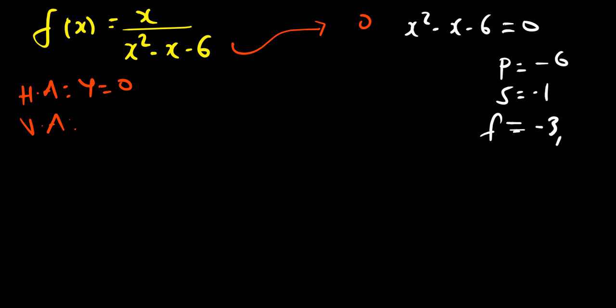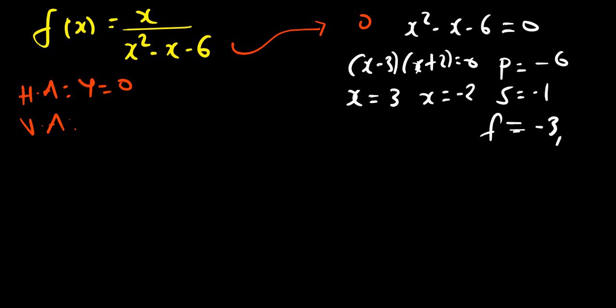You can just say negative 3 and 2. If you multiply these, they give you a negative 6. If you add the two, they give you a negative 1. That's what we're talking about. So in this case, we are going to have x minus 3 times x plus 2 equals 0. Therefore your x equals 3 and your x equals negative 2.